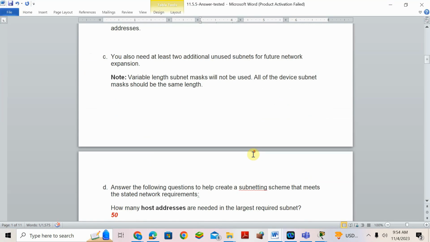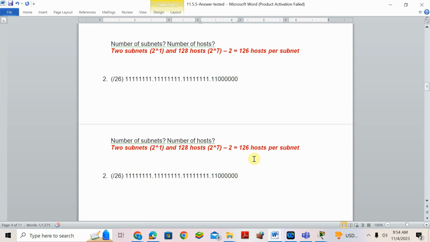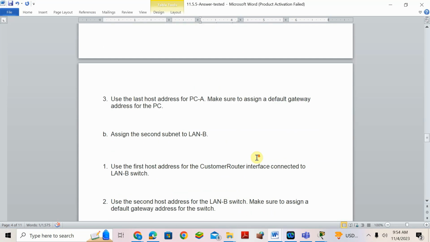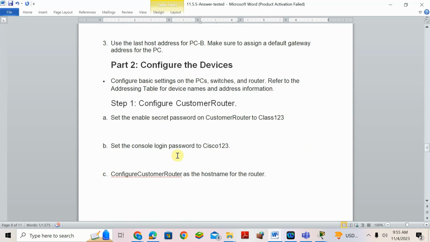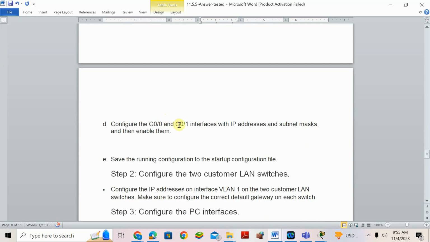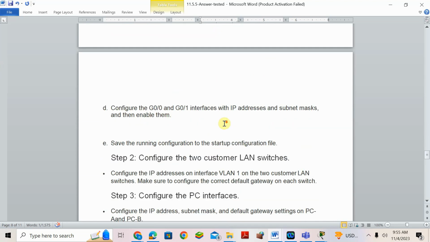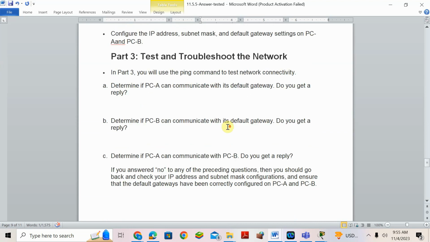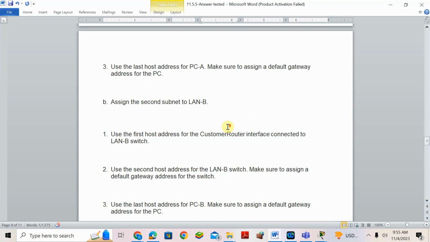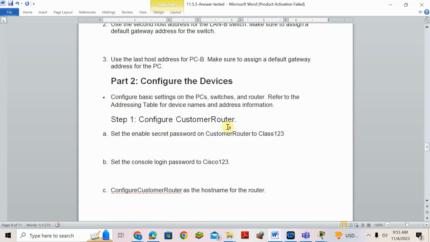Now I will go for the configuration part. Configure the devices: customer router, enable secret password, console password, host name of router, G0/0 and G0/1 interface IP addresses, 2 switches, test and troubleshoot. Okay. So I'll go for the customer router. First thing is enable secret password class 123.